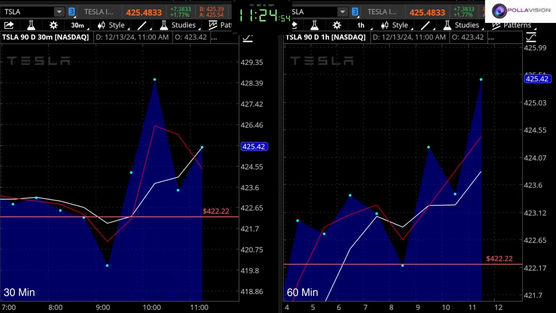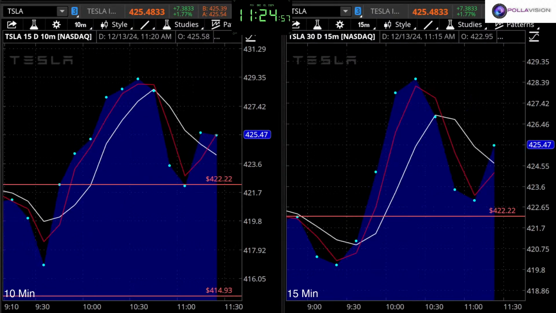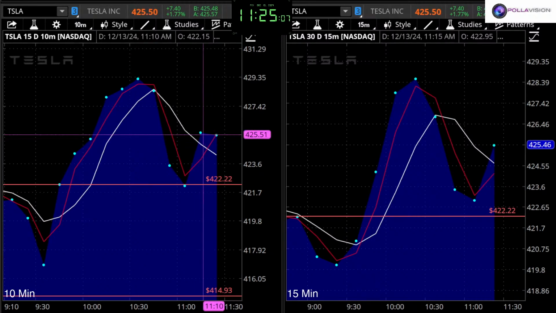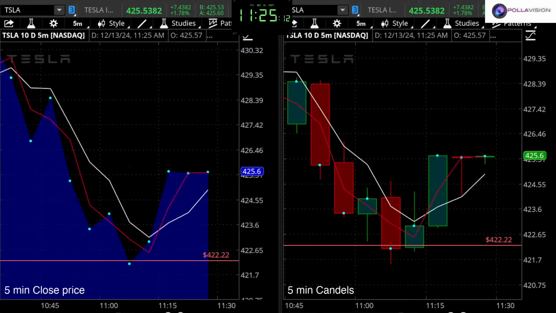Let's look at the 15 and the 10. All right, the 15 and the 10. We have new 10-minute. No, it's actually 5-minute. So it's a new 5-minute. Let's look at the 5-minute chart. That actually might tell us a little more.